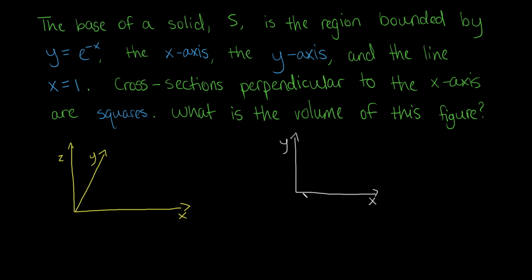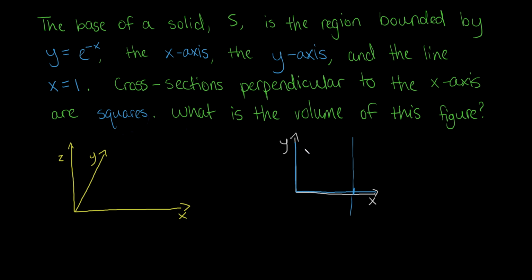We have the x-axis, so we know we're being constrained by the x-axis. We have the y-axis, so we know we're being constrained by the y-axis. Well, let's get a straight line now. And we have x equals 1. So let's say right here is x equals 1. We'll have this line right here. So we have this shape, and finally we have the curve y equals e to the negative x.